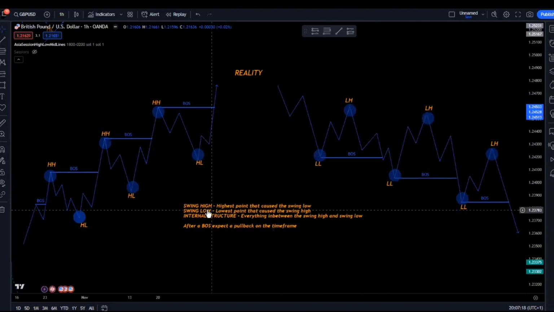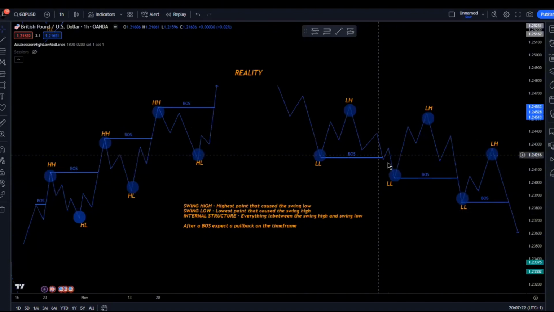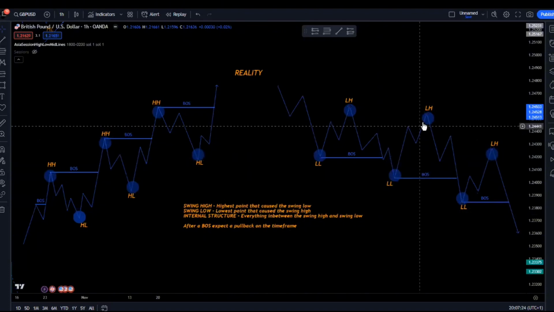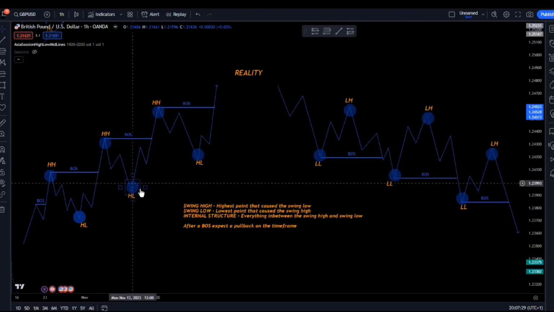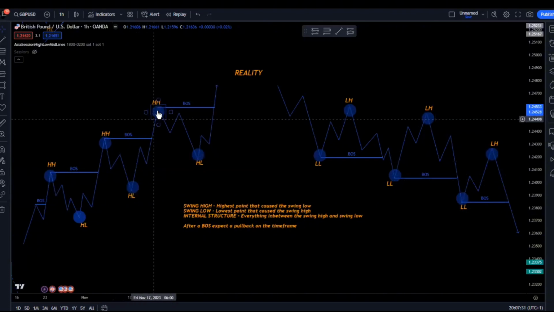Now, a swing low is the lowest point that caused the swing high. This is a swing low, it caused this swing high. This is the lowest point that caused this swing high. This low right here is the lowest point that caused this swing high.